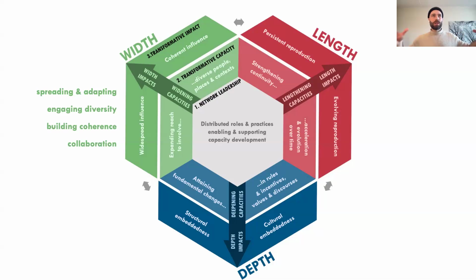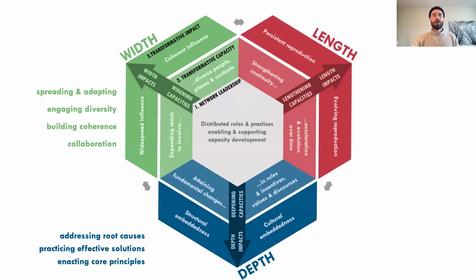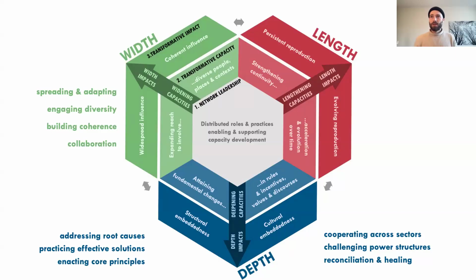It's about spreading and adapting solutions, engaging a diversity of people and ways of thinking, building coherence across those different adaptations and experiments, and weaving together collaborations across many different movements and organizations working collaboratively on change. And then deepening the capacity to bring about fundamental changes: addressing deeper root causes of why things are not working well in existing systems, practicing effective and systemic solutions, and enacting core principles while adapting to many different settings. And also cooperating across public, private, and civil society sectors, challenging dominant power structures, and even reconciliation and healing of collective trauma.